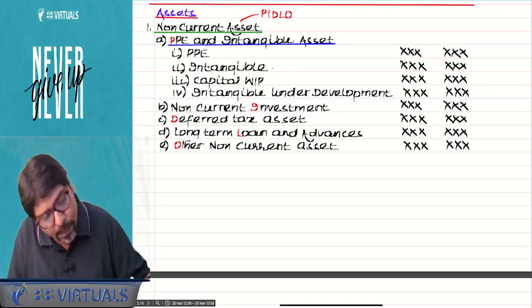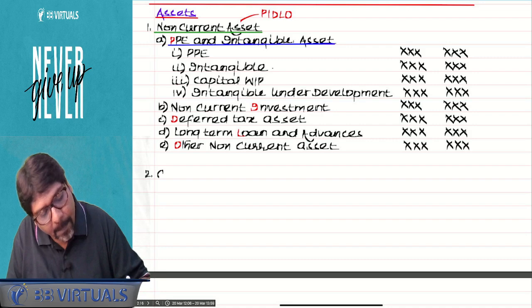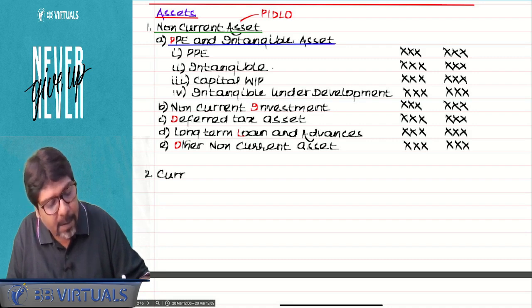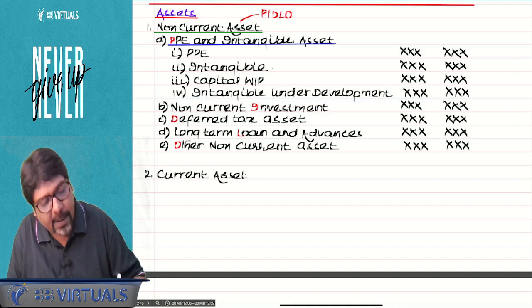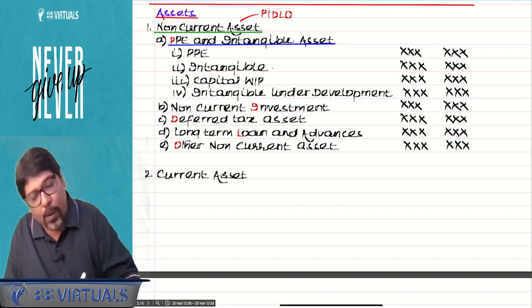Number two. Sir, we'll write which items will come where, no? Yes, we will write, charted. Don't worry.